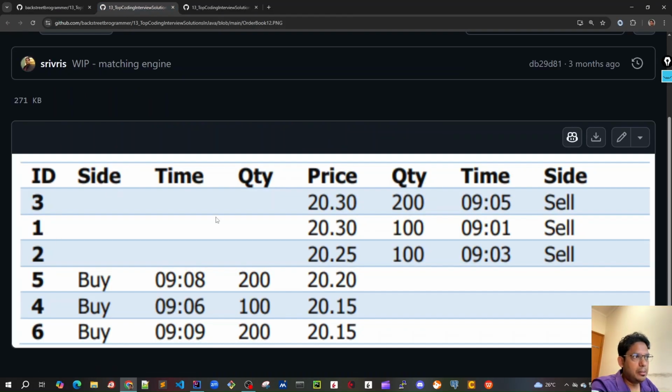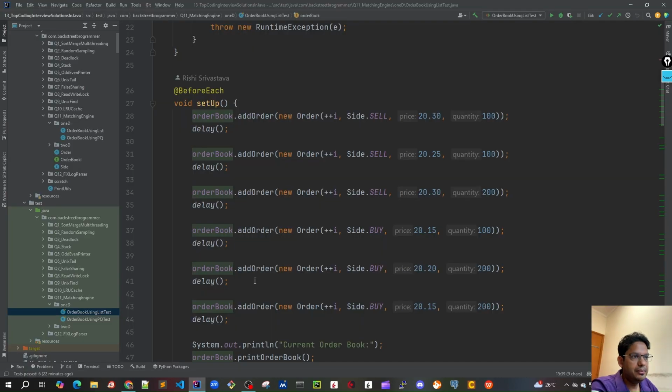I'm trying to replicate the scenario where we have 3 buy orders at this particular time, with quantity and price. And similarly, I have 3 sell orders. Because the prices are not matching, our order book would look like this. So this is what I have done in my test case. I'm adding the sell of, say, 20.30 with 100 quantity and so on. So 3 sell orders, same as the order book that I just showed. And similarly for the buy orders.